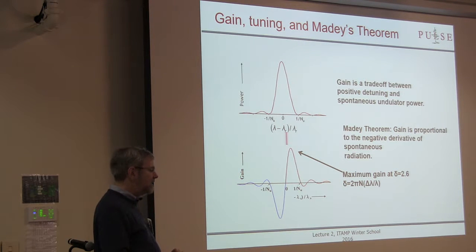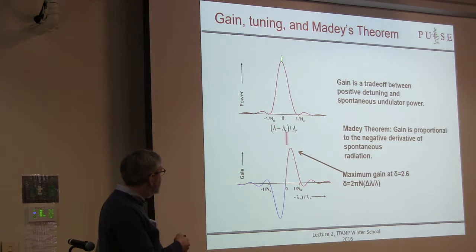So what you would really like is electrons to naturally move towards the resonance as they undergo the FEL process. That would be better than if they started on the resonance and then either gained or lost after that. So Madey's theorem is exactly that. Don't tune on resonance, tune a little off. Not all the way off this curve, about halfway off. Actually, if you take the derivative of this curve and look at the peak of the derivative, that's the best gain.